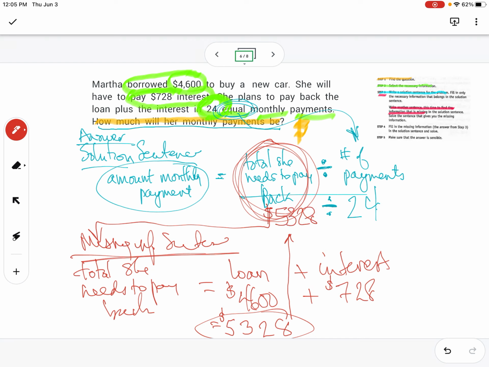5,328 is the total she needs to pay back. And now I know that in order to figure out each monthly payment, I need to take the total she needs to pay back, 5,328, and divide that into 24 equal monthly payments, and I'll get my answer. I'll stop there. You could keep going. We haven't solved it yet. And then step 5 would be the step where I'd say, well, does that make sense? Our goal here is just to practice the two-sentence strategy for word problems.